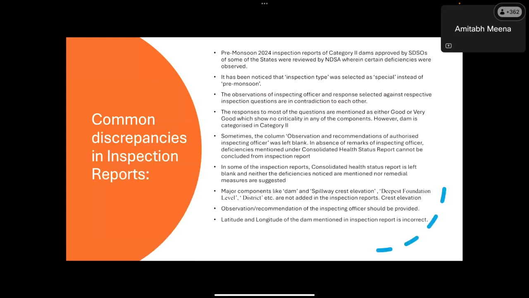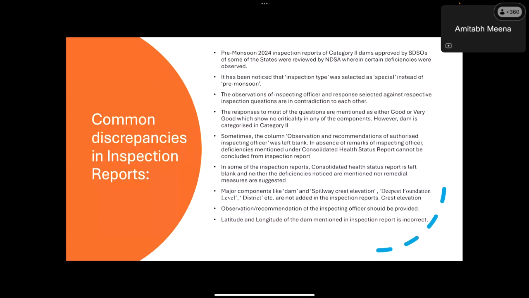So we have actually scrutinized some of the inspection reports of category 2 dams, which were already approved by the respective SDSOs. And some common discrepancies were found.